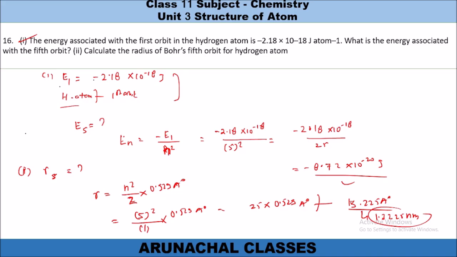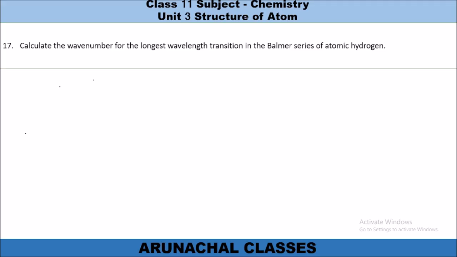Let's have the next question. Question number 17. In question number 17 we have to calculate the wave number nu bar for the longest wavelength transition in the Balmer series. So we are talking about the Balmer series, and the transition is happening for the case of atomic hydrogen.